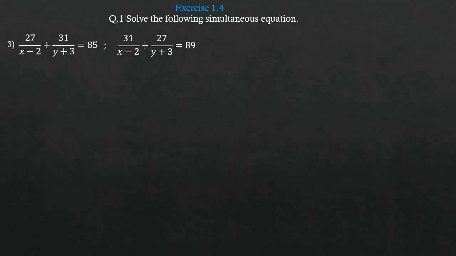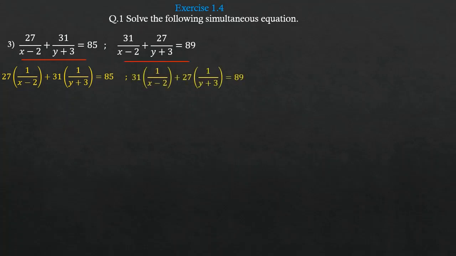Let's understand how we'll solve this. First we modify these equations. So modified form we can write as 27 multiplied by 1 upon x minus 2 plus 31 multiplied by 1 upon y plus 3 is equal to 85. And second equation modified as 31 into 1 upon x minus 2 plus 27 into 1 upon y plus 3 is equal to 89. These are the two modified forms we are getting for our equations.